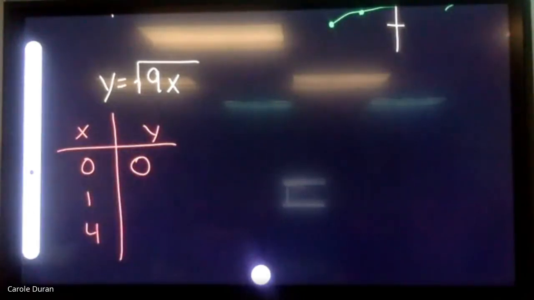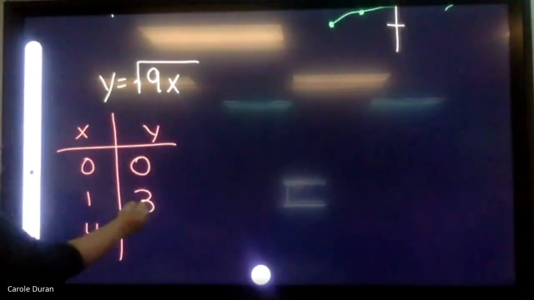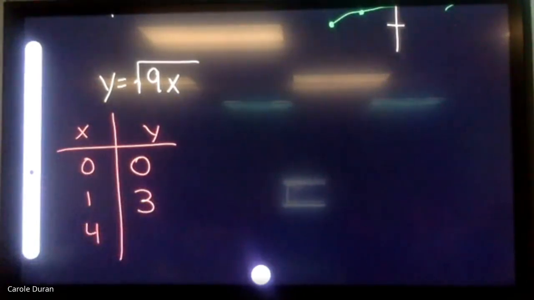What happens when I plug 1 in, Madison? You get 9, and what's the square root of 9? 3. So 1, 3 is my second point. And then what happens when I plug 4 in, Carly? I get 36, and what's the square root of 36? 6. So 4, 6 is my third point. I have the 3 points. Now I just need to graph it up.